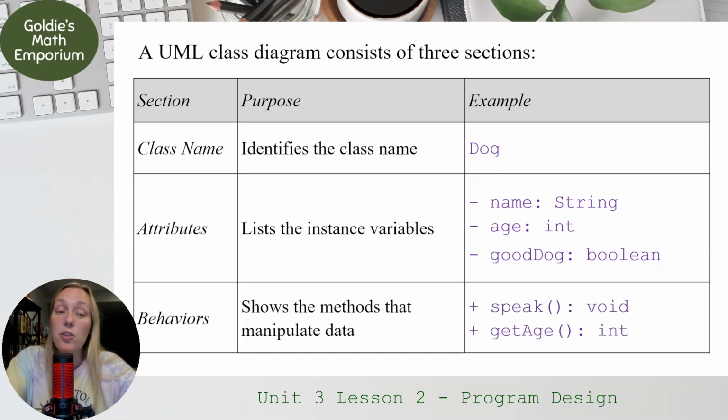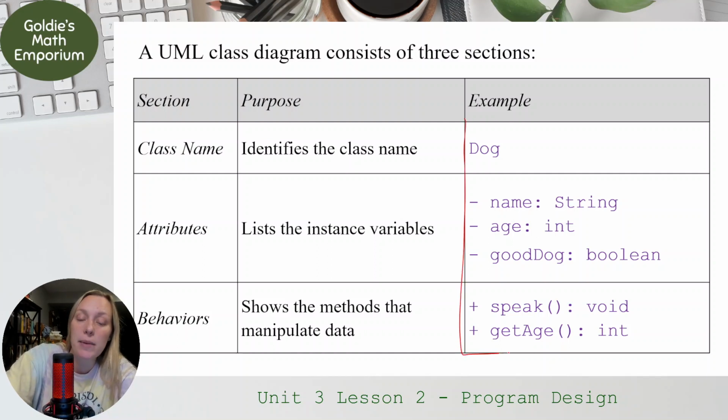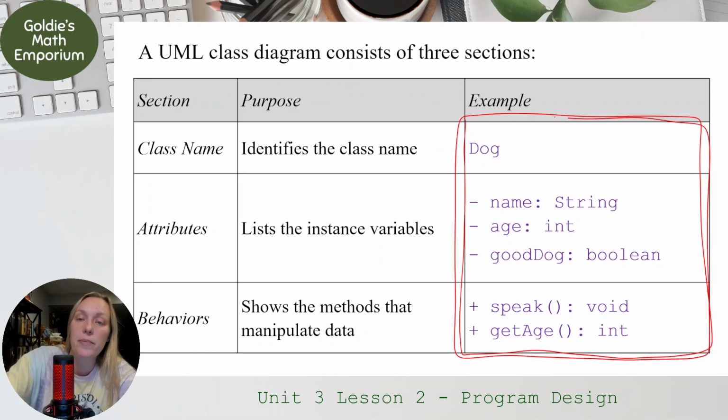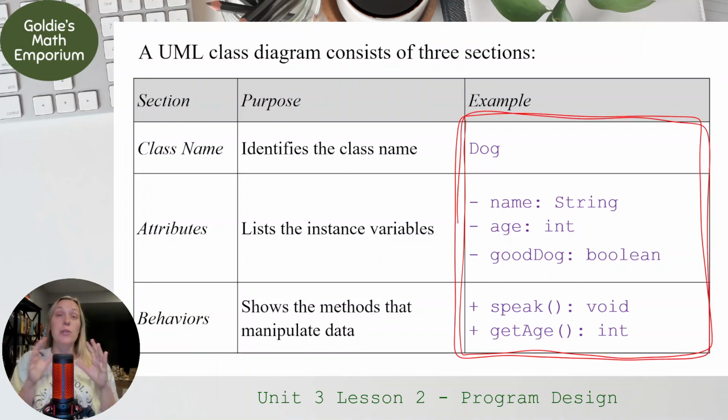Okay. And then the third one is the behaviors. This shows the methods that are going to manipulate the data. And for me, I coded 2 of these in Unit 1. They're both public, speak and get age. And then after the colons there, it's going to be what their return type is. So the actual UML diagram itself is what I'm outlining in red here. This is the diagram that you are going to see or make that organizes all the points.